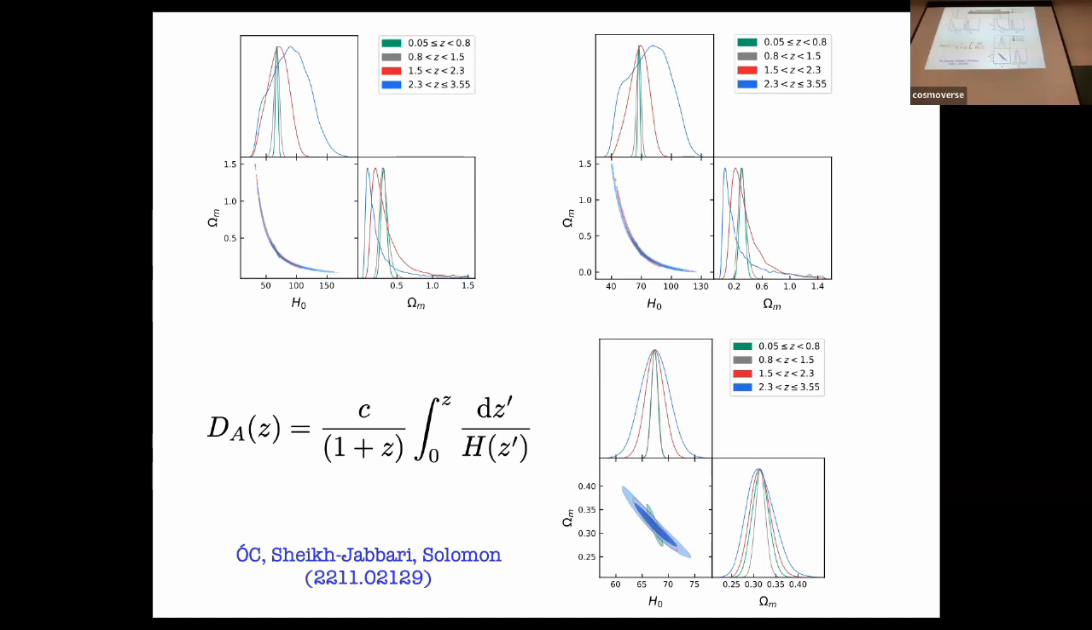Is it a realization of the Lambda CDM model or of the data themselves? It did 10,000 realizations of the data, and then I fit back the Lambda CDM model. But everything here is consistent with Planck, statistically consistent with Planck.